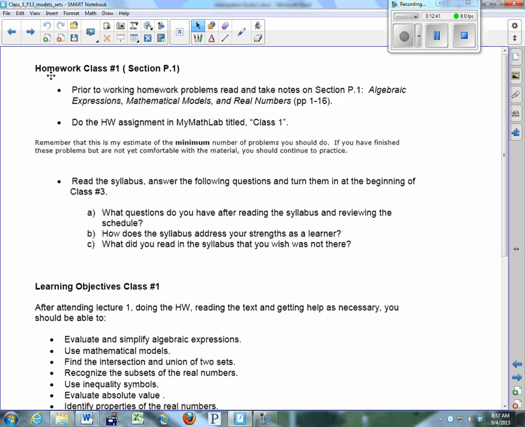So I am not going to go over the syllabus per se. I think one of the most boring things a teacher can do is sit here and tell you what is on that syllabus when you're very capable of reading it. However, on your homework, you see that I'm asking you to read the syllabus and then answer these 3 questions.